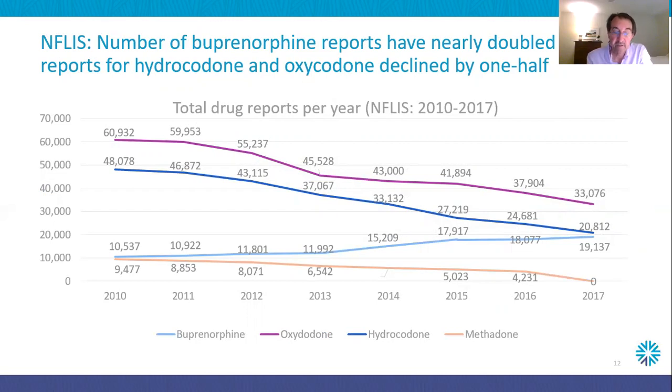You can see in 2010 that there were nearly 6 times more reports for oxycodone than buprenorphine and 5 times more for hydrocodone. And by 2017, as I mentioned before, those numbers are very similar for hydrocodone and oxycodone, about 50% higher for oxycodone. Methadone also has continued to decline as well.